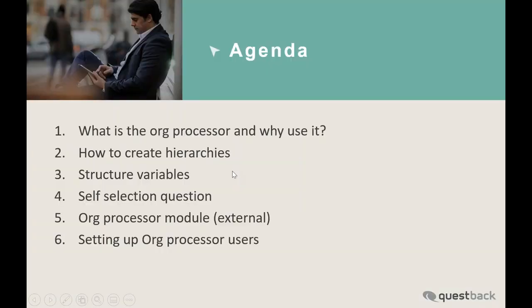Fantastic. So what we're looking to cover, we're going to start off with the theory. What is the org processor and why use it? And to be honest with you, it's not always relevant to use it. So when would you, when wouldn't you use it? And then, like a lot of our customer webinars, we're going to get dirty in EFS itself, looking at creating hierarchies, some of the structure variables behind it and the use of those, how you set up a self-selection question, and then finally look at the org processor module, the external view of it and how you set up people to use that.